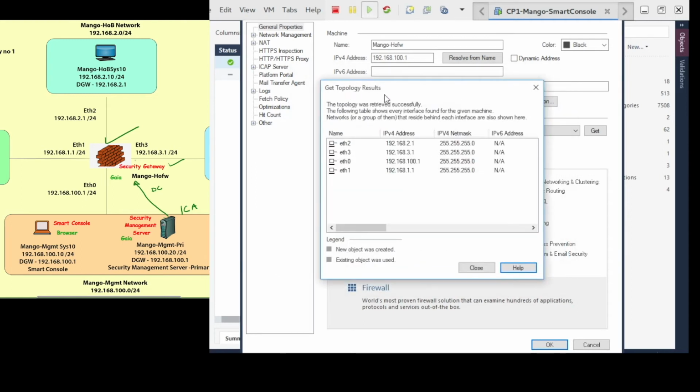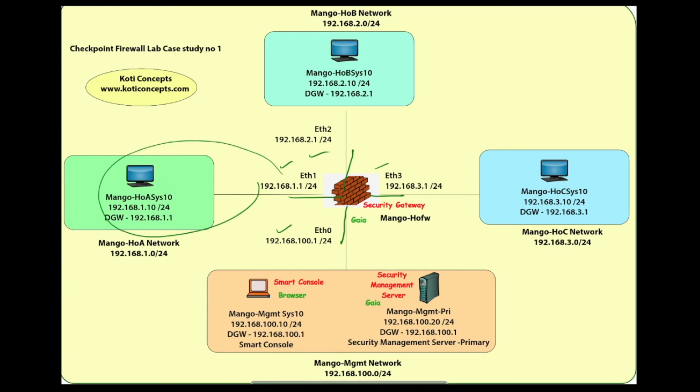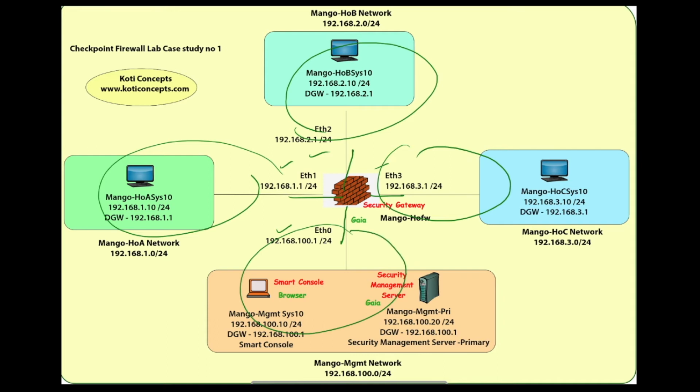Now it also gets a topology for this particular firewall. What do you mean by topology? The management server now understands how many NIC cards are there on the firewall, which IP address is assigned to these NIC cards, and which networks are behind these NIC cards. If I learn all this, we are learning about what? The topology of the firewall.